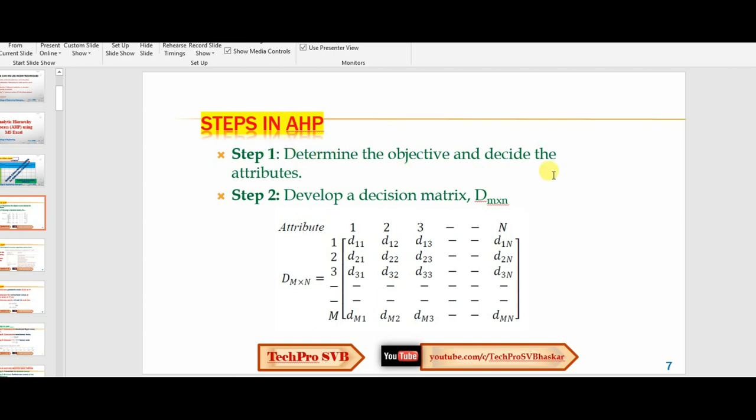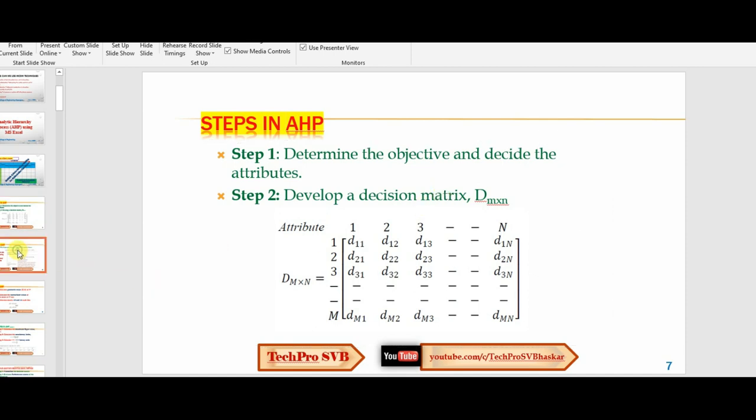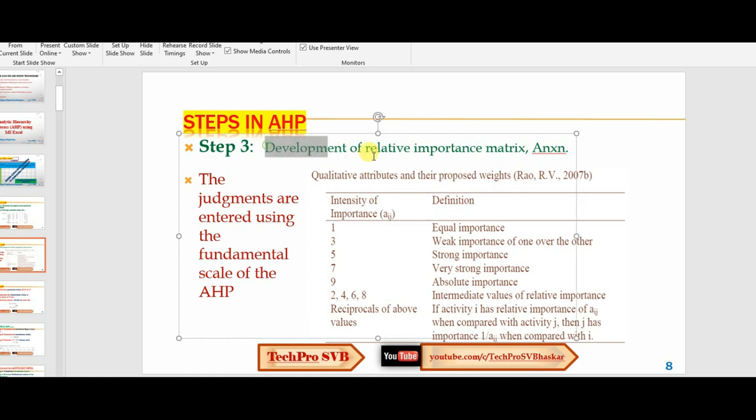So we see here the first step in AHP is to determine the objectives and decide the attributes, which we already decided. Then to develop a decision matrix. In this case, this step will actually be useful when we go for simple additive weighting. Now we go to the next step, which is development of the relative importance matrix.